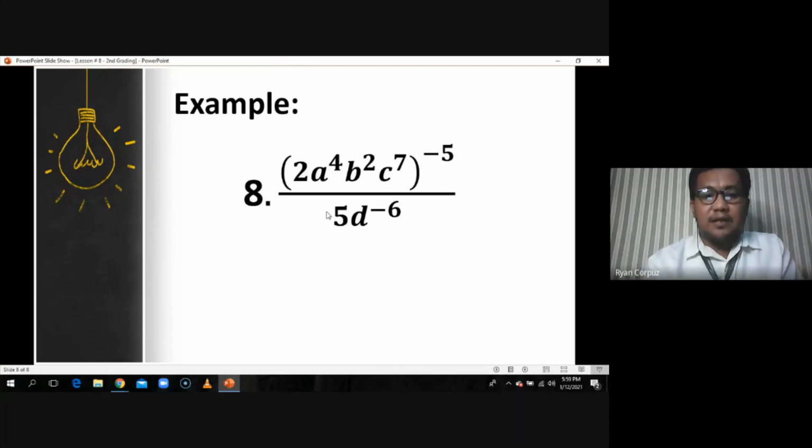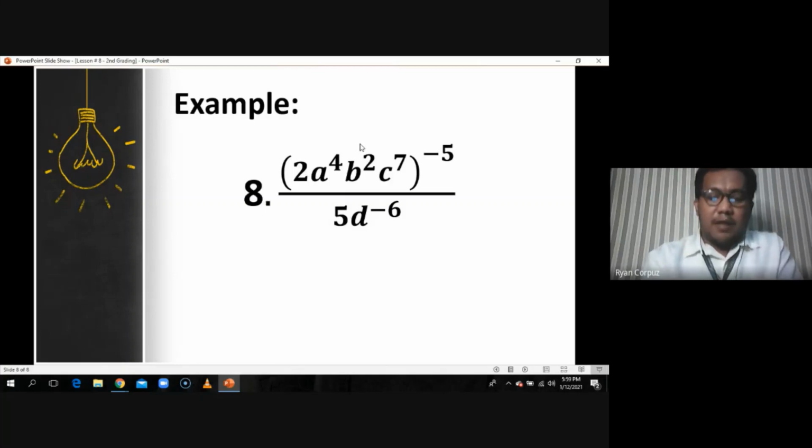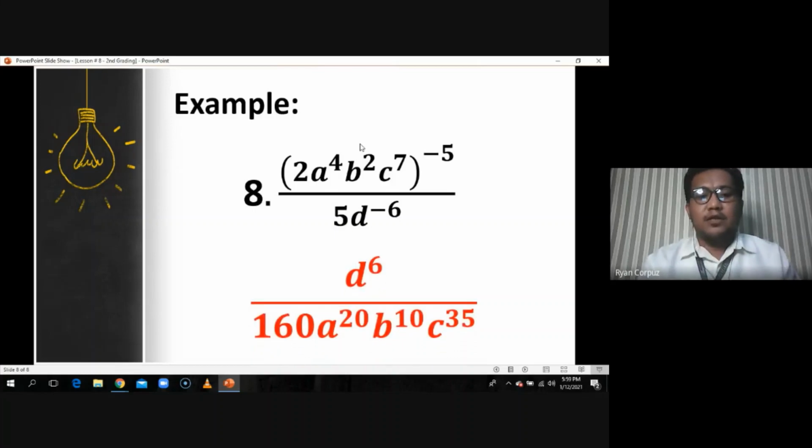So 160 na nasa denominator, then bababa mo yung lahat ng to: negative 20, so a raised to 20, negative 10, b raised to 10, negative 35, so c raised to 35. Then d raised to negative 6, papunta sa numerator na d raised to 6. So for number 8, the correct answer when we simplify it is d raised to 6 over 160, a raised to 20, b raised to 10, c raised to 35. So that's how we answer example number 8. I hope naintindihan na how to simplify expressions involving negative exponents.